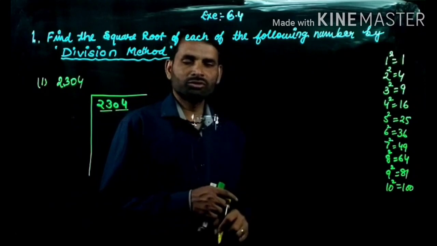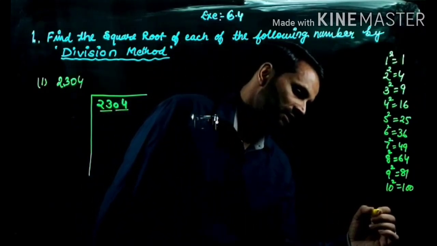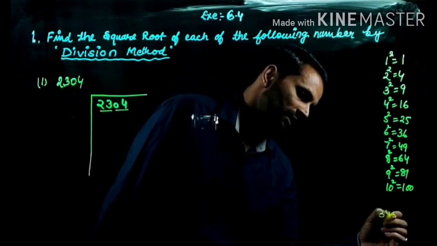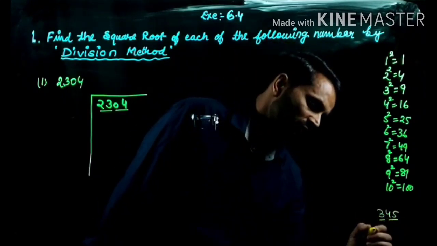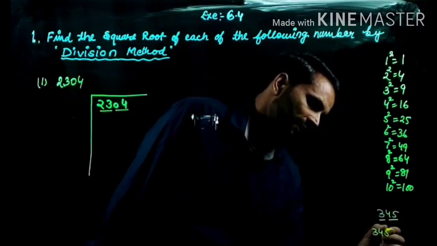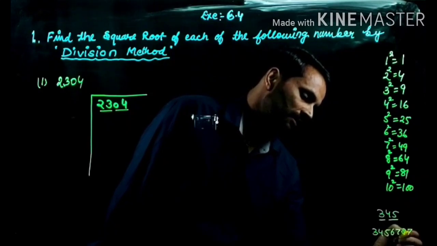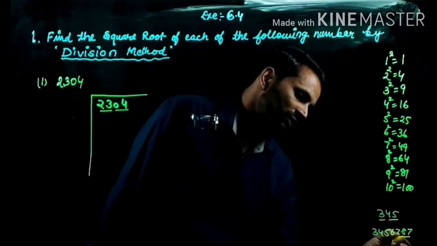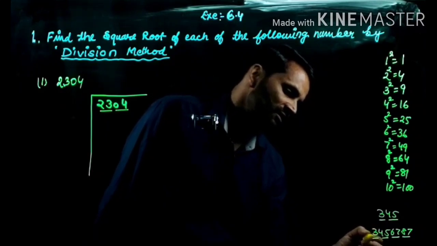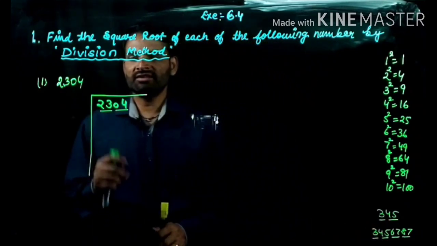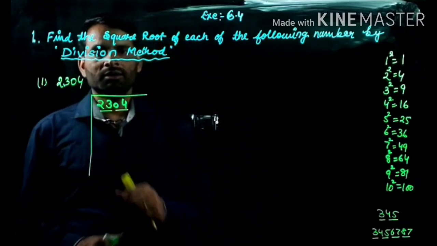Here there are 4 digits, so pairing is easy. But if there are 3 digits, like 3 4 5, you make the first a pair and the last single. Suppose the number is 3 4 5 6 7 8 7, pair from the right-hand side: first pair, second pair, third pair, and the last will be a single digit. Okay, in the division method you solve by dividing pair by pair.